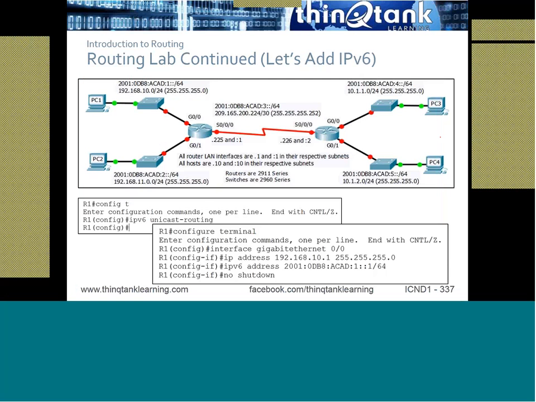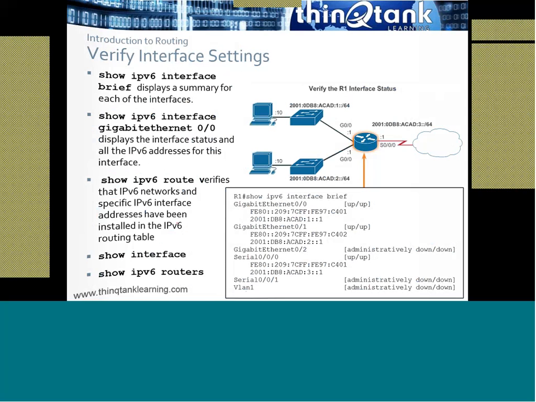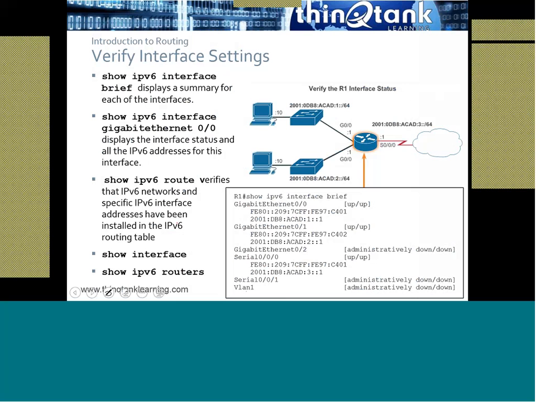So we've got our network set up. Now, how do we test it? Well, we saw a whole bunch of commands previously that we used to test IPv4: show ip interface brief, show ip route, show run, show interface, show ip interface. Well, guess what? All of these commands exist in IPv6. The only difference is we replaced the argument ip with ipv6. So we do show ipv6 interface brief, show ipv6 route, show ipv6 routers. That's a little bit of a different command.